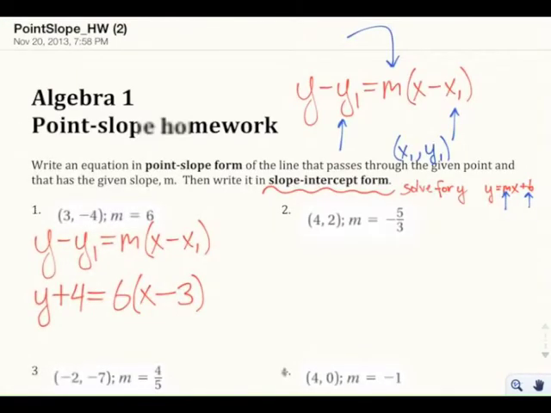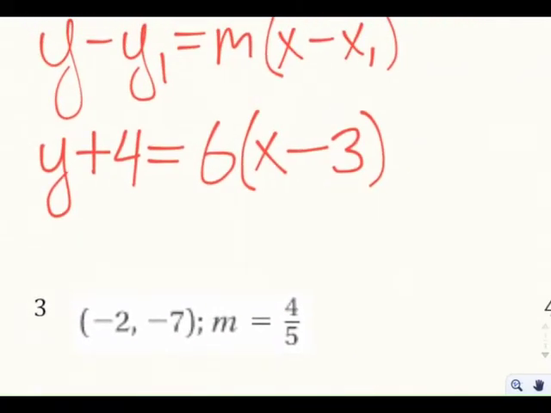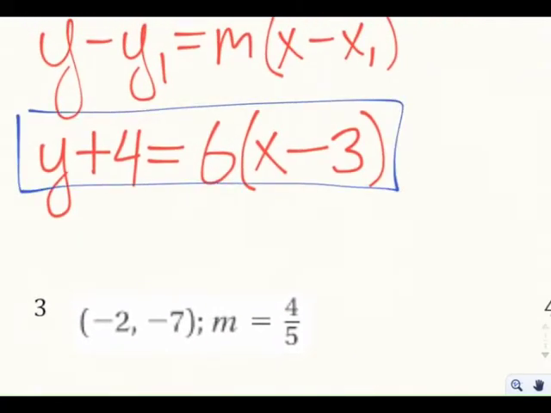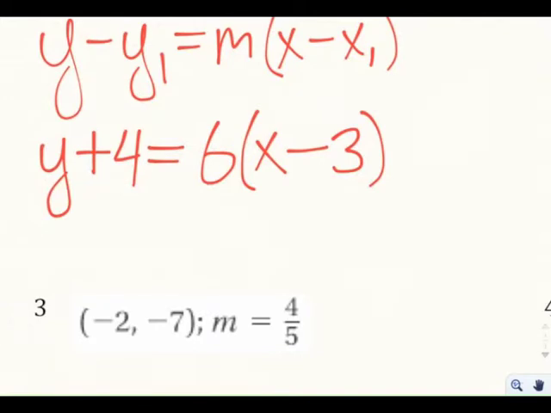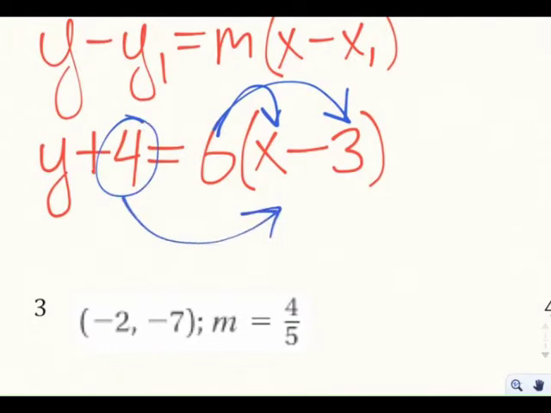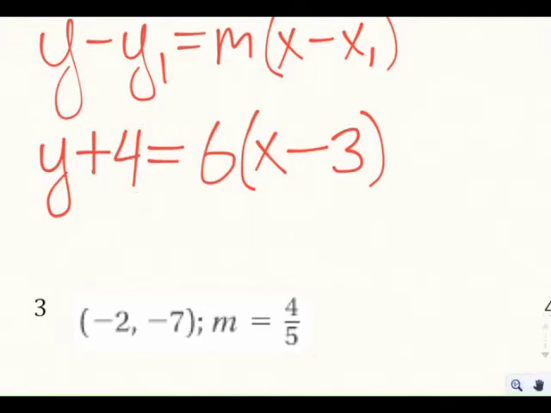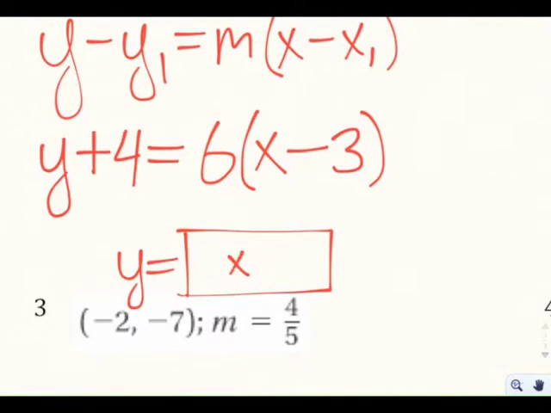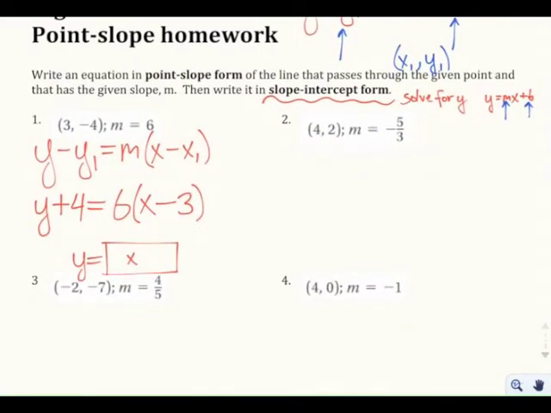Just to give you a head start on that, remember that whenever you start with point slope form, there's usually going to be two steps to solving it for y. First step, distribute the slope into the parentheses, and the second step is to move this number over to the right side of the equation. Your final result will look like y equals something, and inside that box there's going to be an x. So that's what all of these first problems should look like.